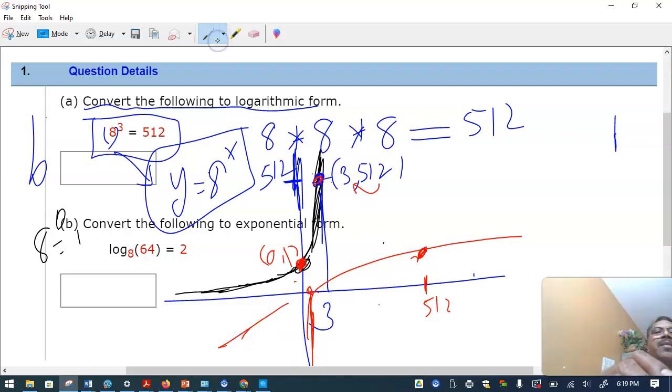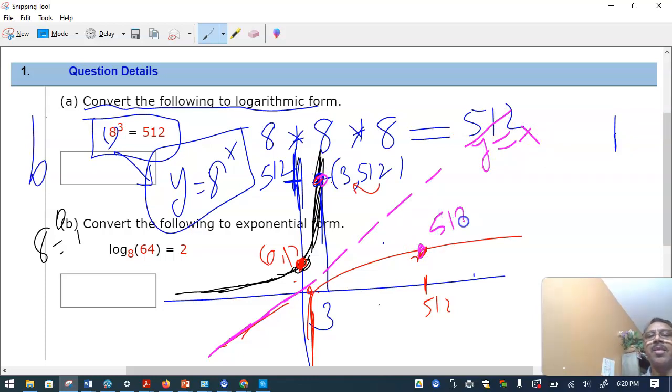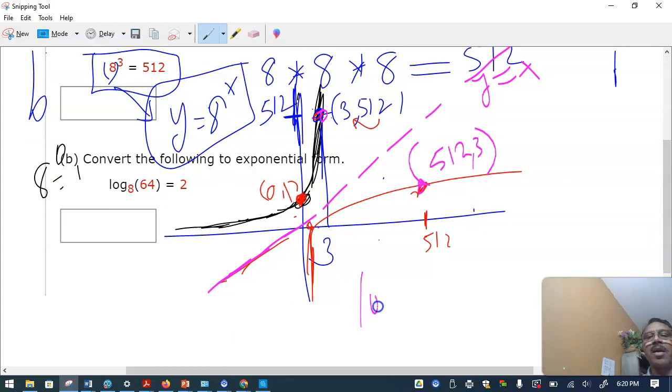So the red graph is the reflection of the black graph. There is a line y equals x, and you can see this point now becomes 512 and 3. And that's why we use logarithms. The mathematicians said, okay, logarithm of the input, which is 512, to the base, this is 8, so the base is 8, and that is, sorry, this is 3, right? 3, correct. That is 3.